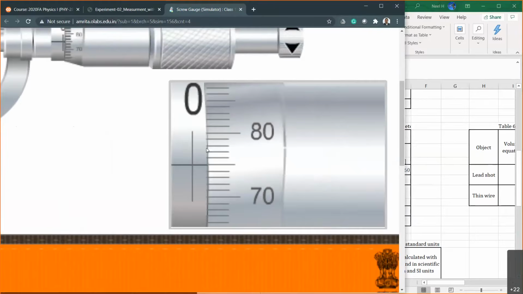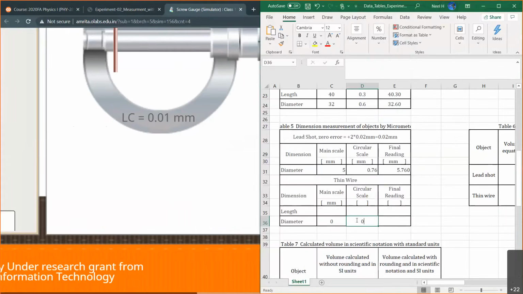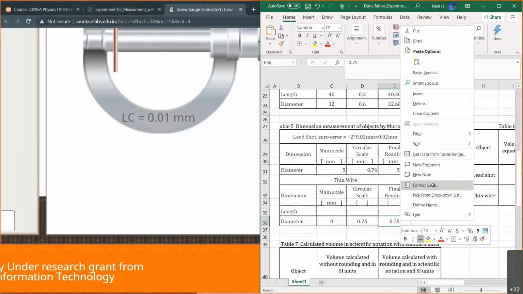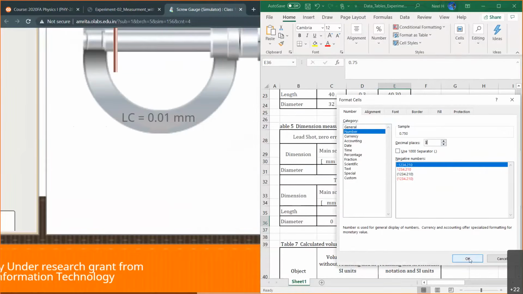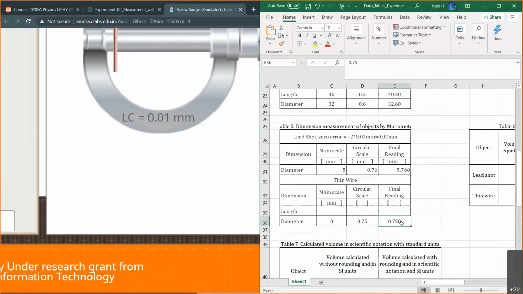And also then take a look at the circular scale, right? To read the circular scale reading, all we have to do is observe the horizontal black line. Relative to that black line, whatever line is exactly on top of it, we read that. On the circular scale, that is this line. That line value is 75, which means multiply by 0.01, that's about 0.75. So the final reading of this diameter is 0.750, because I have to add the third decimal place. Format cell, number, third decimal place, because only then can I represent the accuracy correctly, okay?